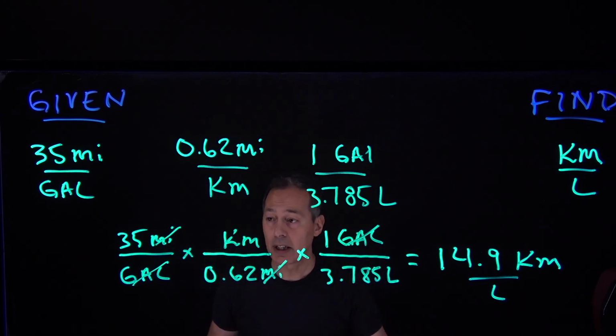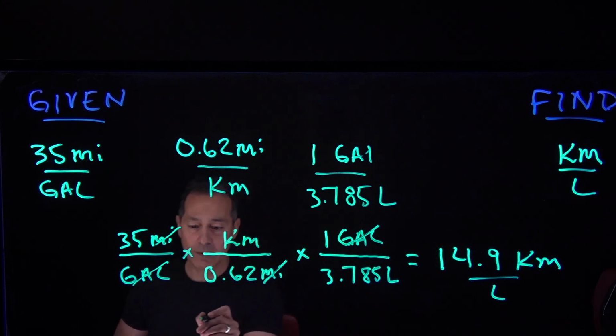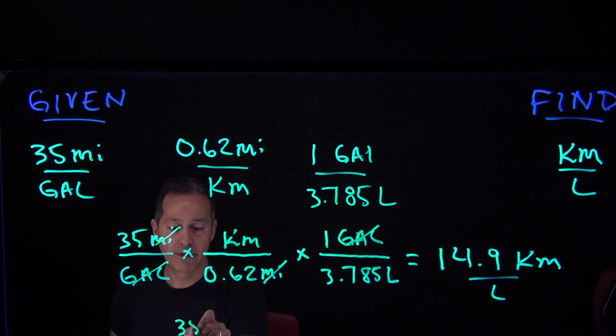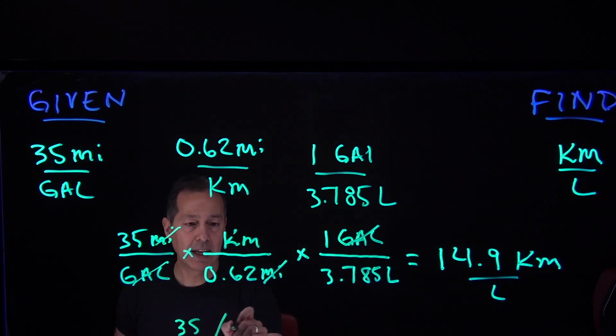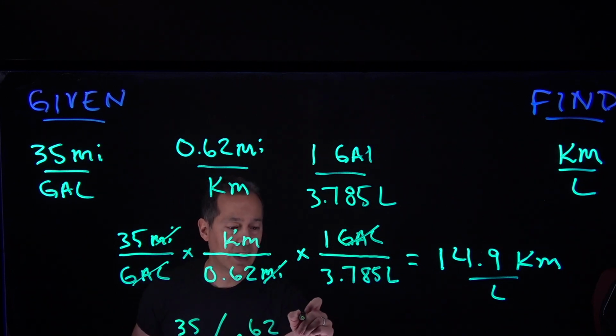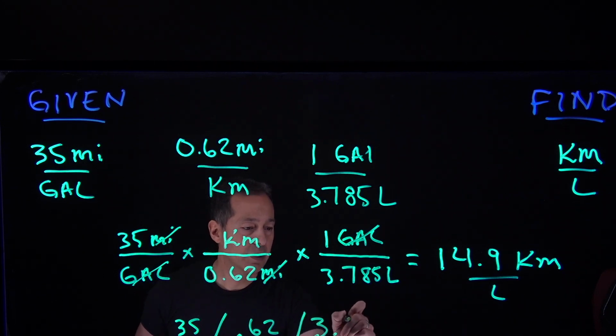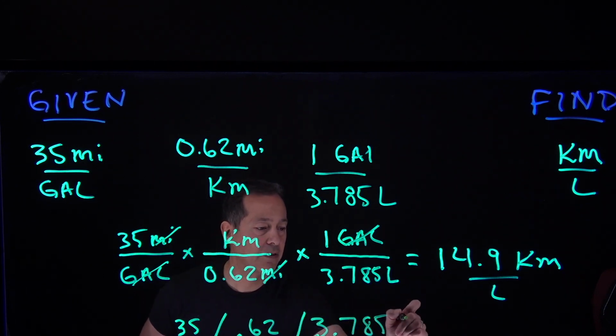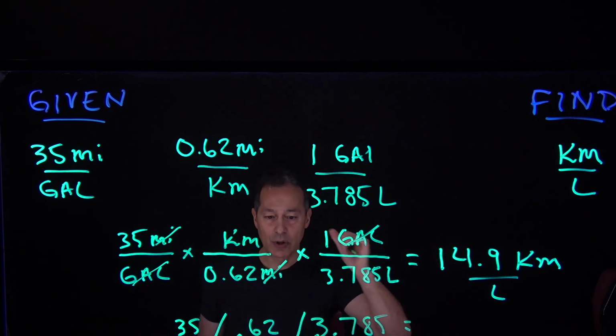But what does that look like in your calculator? So if you go 35 and then you divide that by 0.62 and then divide that by 3.785, you're not going to get this answer here.